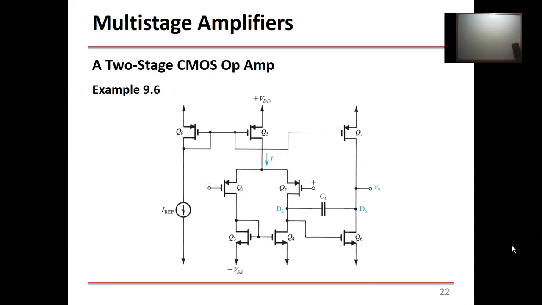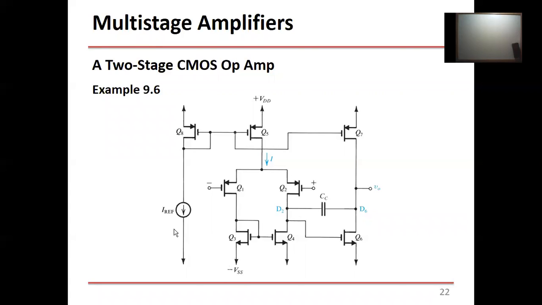Like, for example, can you tell me where the differential pair is here? What are the transistors that constitute the differential pair? Anyone? Just a guess. Q1, Q3 are the same as the one you just treated. Q1, Q3, Q2, Q4, and Q8 and Q7. It's like a mirror. Just guess.